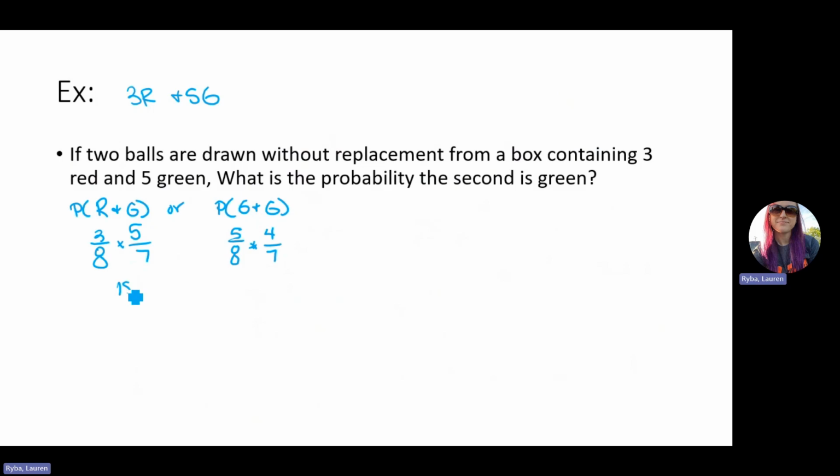So this first one, we've got 15 out of 56. And the second one is 20 out of 56. And then all I have to do is OR implies that I add them together. So 35 out of 56 is going to give me 0.625.